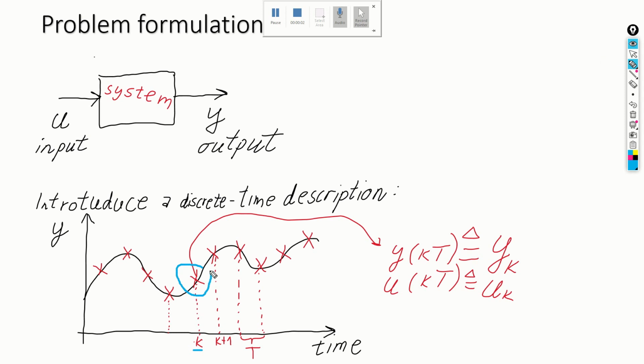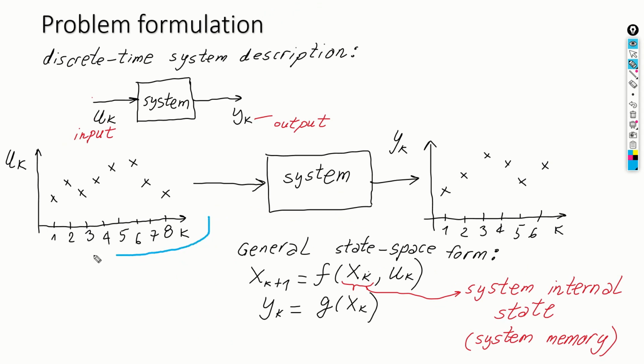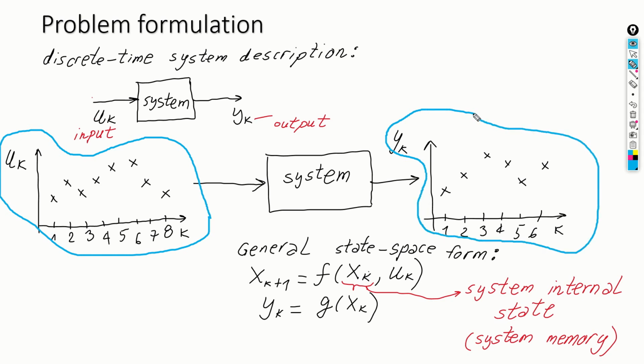The output of the system at discrete time instant kT, or y of kT, will be defined as y, and in a subscript we put k. Similarly, we define discrete time input signals. If we feed the system with a sequence or time series of discrete time input signals, the system will produce another sequence of discrete time output signals. We assume that we can observe u_k and that we can observe the y_k signals.